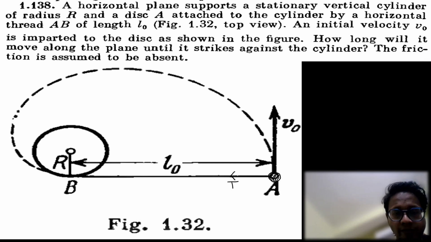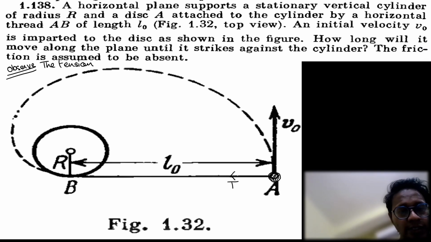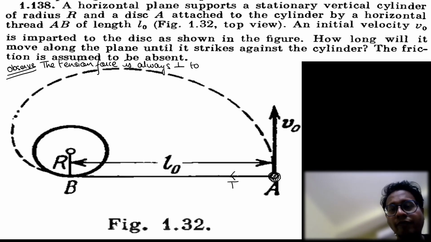So when a string wraps around a cylinder, the tension force is always perpendicular to the displacement. So observe out here, the tension force is always perpendicular to displacement or elemental displacement. And what does it tell us? That the work done by tension force is equal to 0.